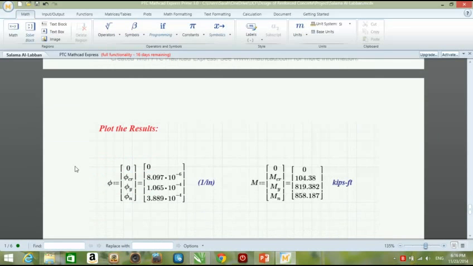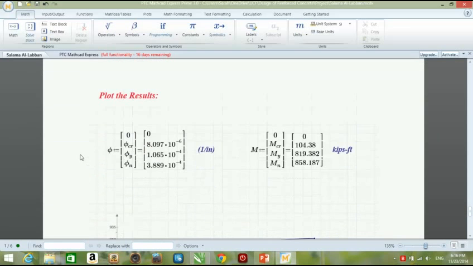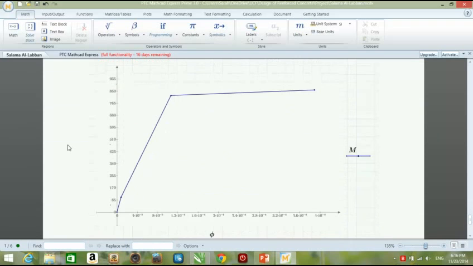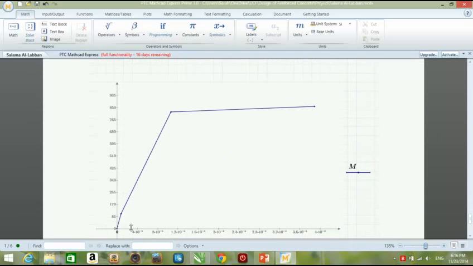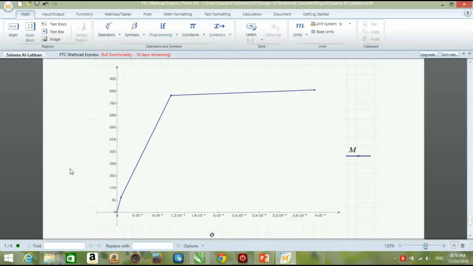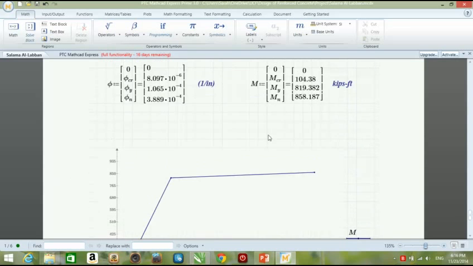Now how to plot the result. We input the values of phi and the moment, and this relation will be plotted between the moment and curvature. Now we will take another example to check my work.